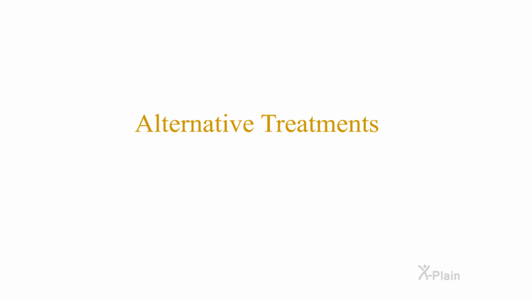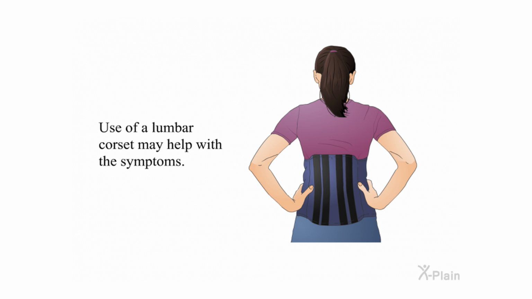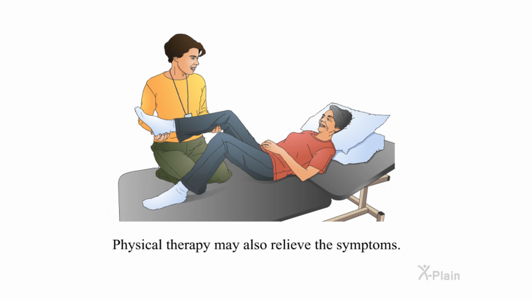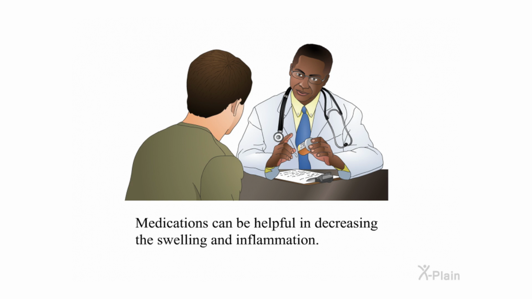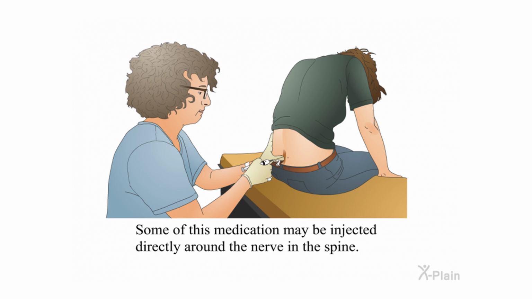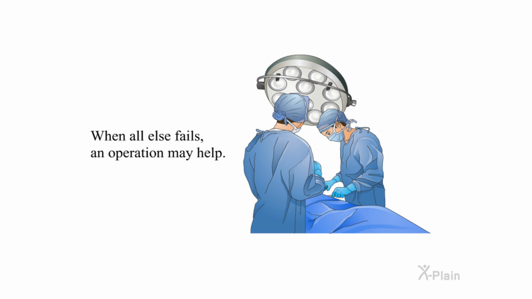Alternative treatments. Use of a lumbar corset may help with the symptoms. Physical therapy may also relieve the symptoms. Medications can be helpful in decreasing the swelling and inflammation. Some of this medication may be injected directly around the nerve in the spine. When all else fails, an operation may help.